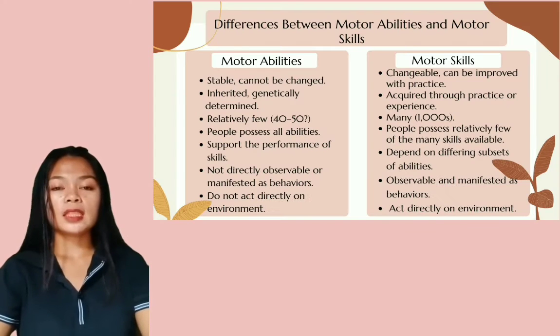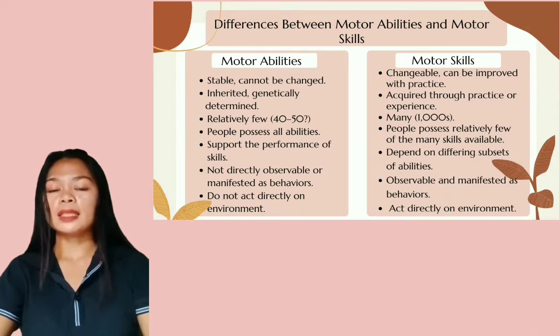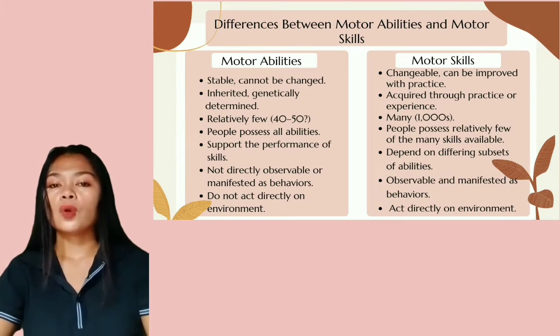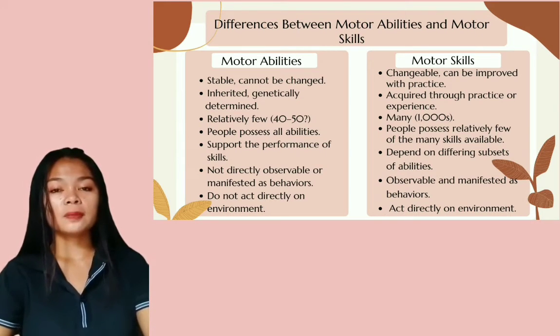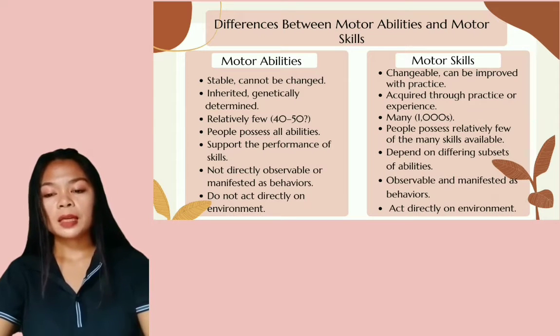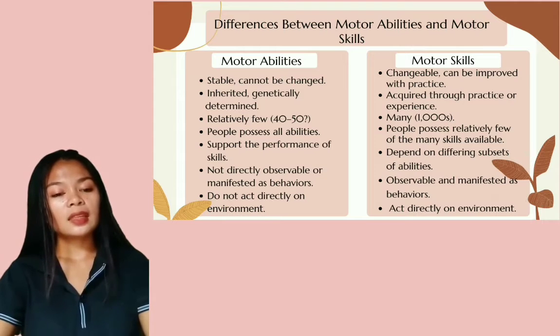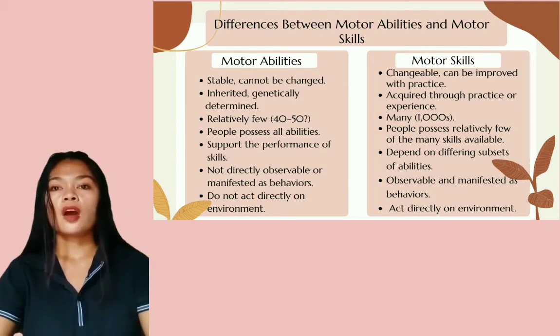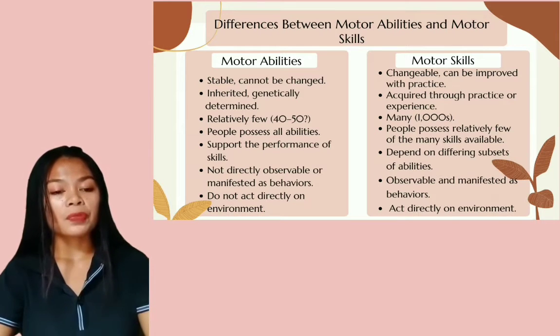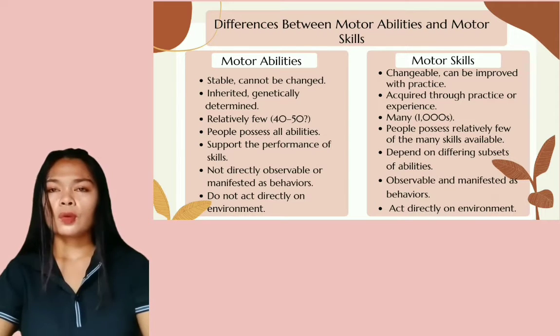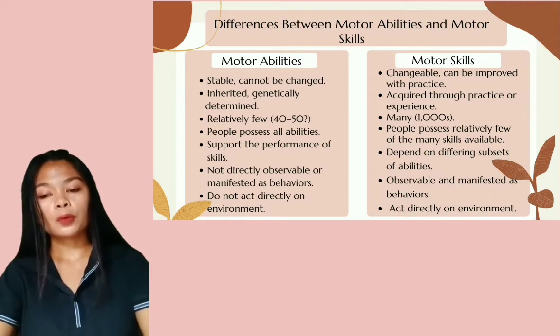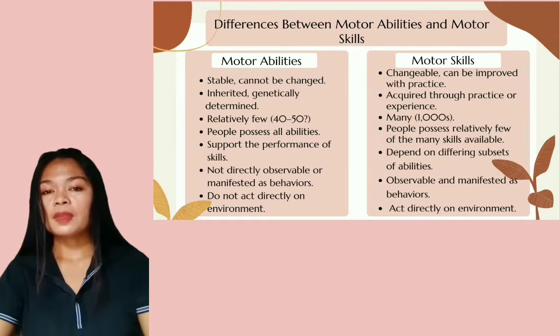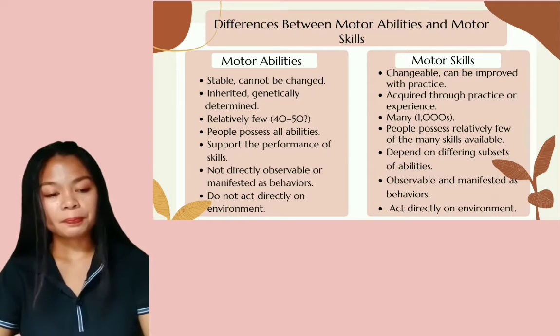Next one is the difference between motor abilities and motor skills. Motor abilities are stable and cannot be changed. They are inherited and genetically determined. Relatively, the view is 40 to 50. They support the performance of skills.